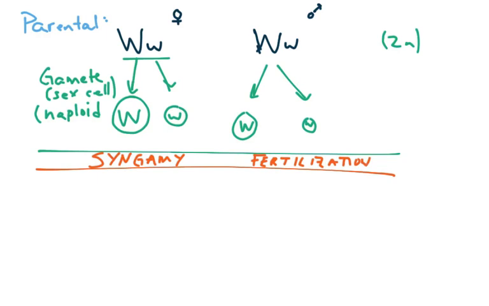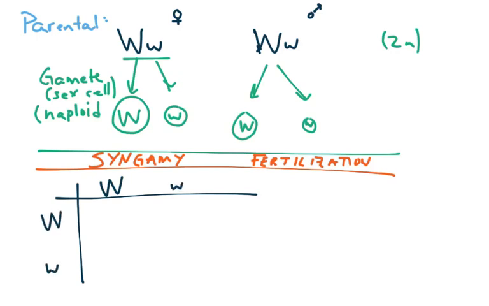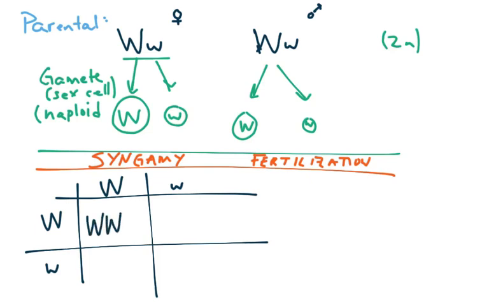Let's do the offspring. We don't know which egg and which sperm are going to get together, so we put together one of those handy-dandy things called a Punnett square. And so the female will either give a big W or a little W, and the male will give a big W or a little W. And we line them up, and lo and behold, if that's the offspring there, will it have widow's peak or not? It will have widow's peak.